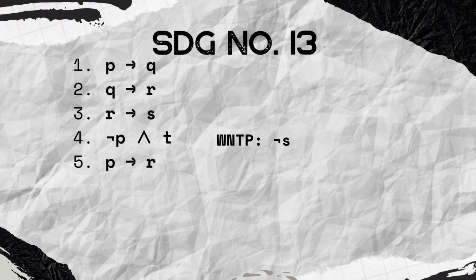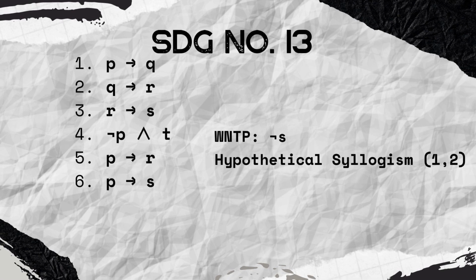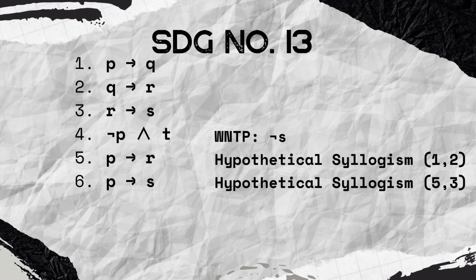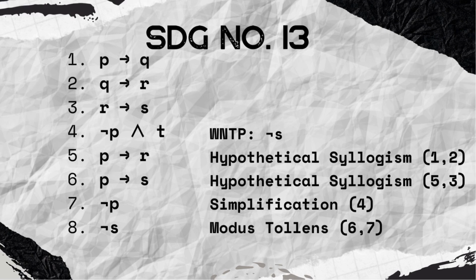The first thing that we are going to use is the hypothetical syllogism on number 1 and number 2. Therefore, we'll end up with P implies R. The same rule will be applied on number 5 and number 3, hypothetical syllogism, so that we'll have P implies S. Now, we are going to use simplification on statement number 4, so that we'll have not P. And lastly, we're going to use modus tollens on statements 6 and 7, so that we'll have not S.